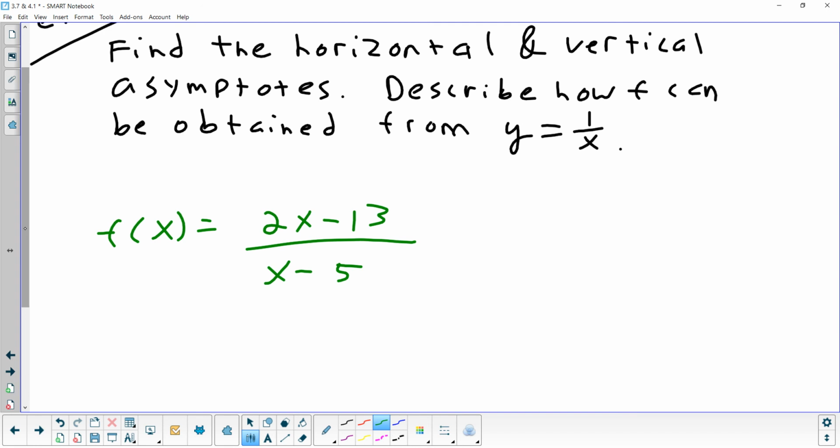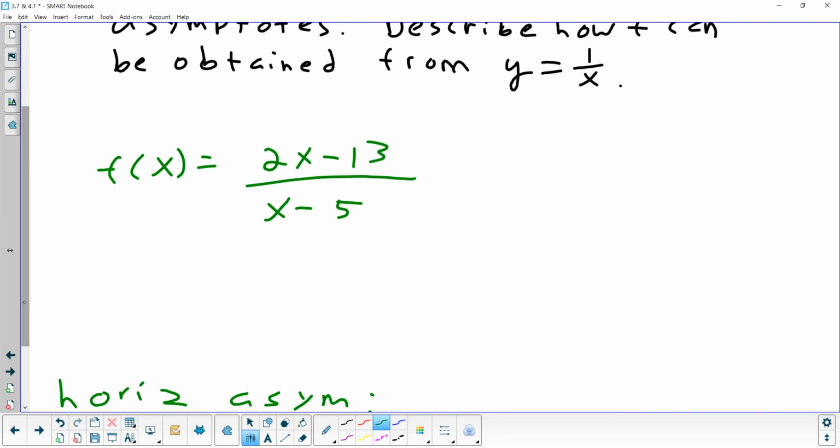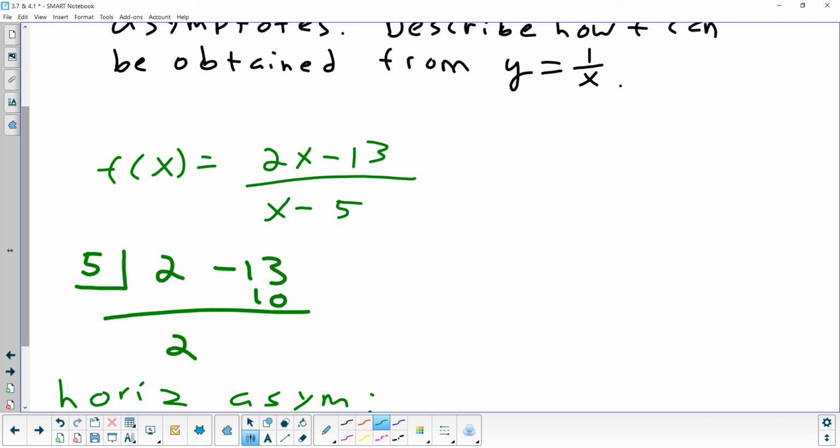This isn't written properly. How did I rewrite the absolute value one so I could see it properly? What did I use? Synthetic division. So let's do that. Put the 5 on the outside. Let's put a 2 and a negative 13. These are very short synthetic division problems. Bring down the 2. 5 times 2 gives me 10. And what's negative 13 plus 10? Negative 3.